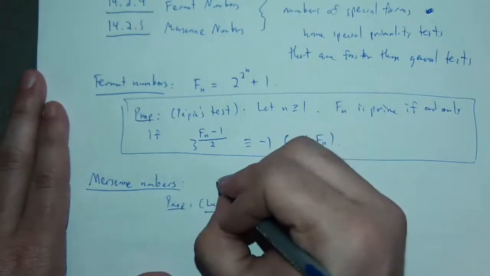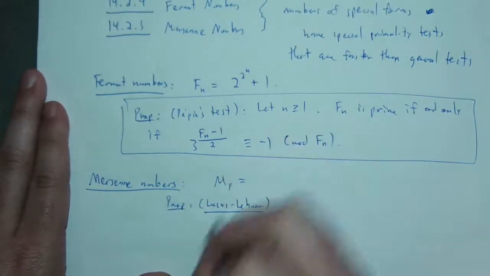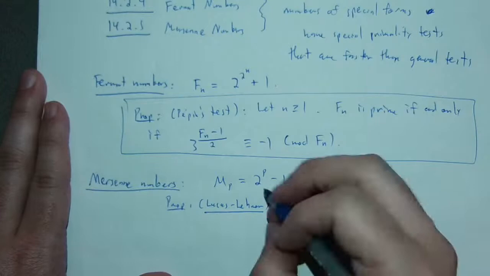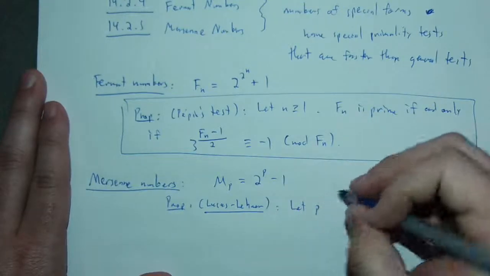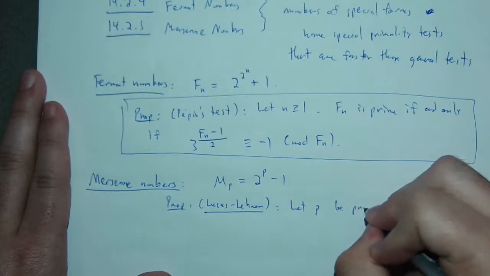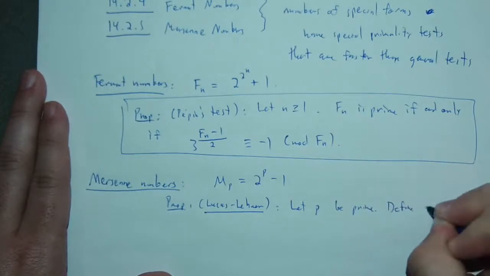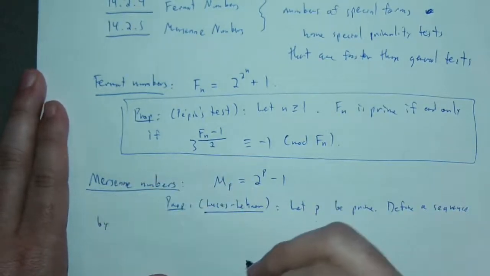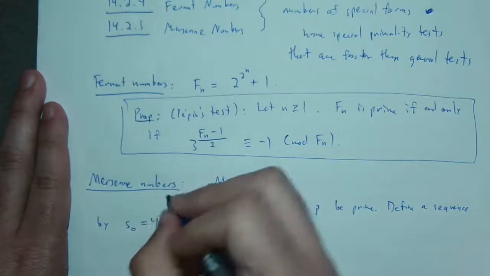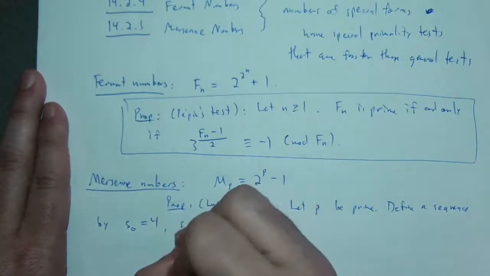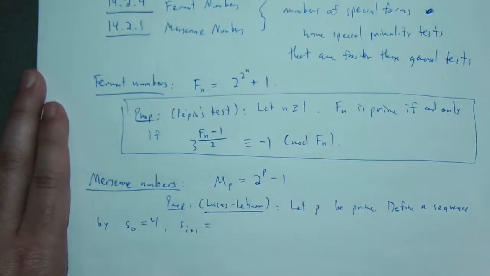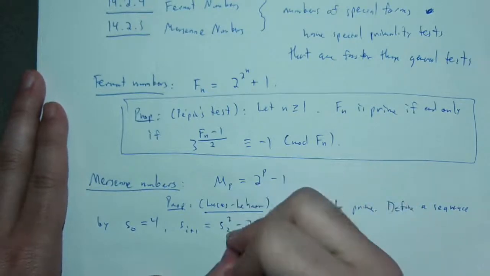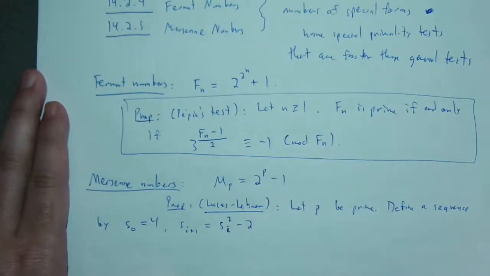So remember, Mersenne numbers, this is M sub p, which is 2 to the p minus 1. And Lucas-Lehmer says let p be prime. Define a sequence by S naught is 4, S sub i plus 1 is S sub i squared minus 2.